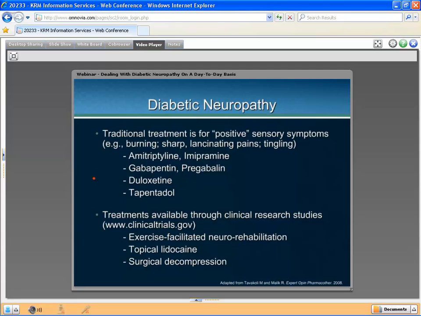Traditional treatment for the burning and sharp pains that we have in diabetes are medications like amitriptyline and imipramine. These are medications that were invented for depression, and these stabilize nerve membranes and help the pain. They're both good. Gabapentin and pregabalin are your Neurontin and Lyrica. These were invented for epilepsy, and they also help the pain in the feet.